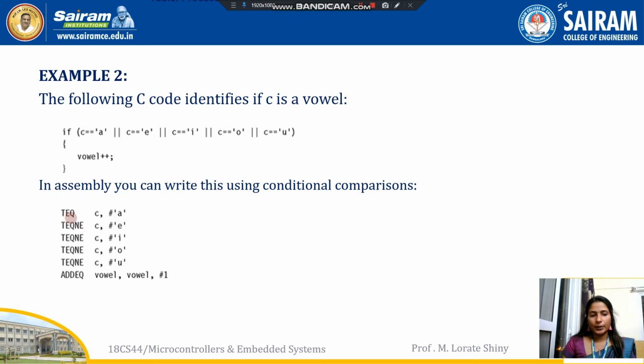First, TEQ. This is the instruction test for equality. Test for equality is done between C and A. So vowels are A, E, I, O, U. I am comparing whether my input data is A or not. Next, test for equality. Then again we have the condition not equal. If the first case is not equal, then only this instruction will be executed. If my data is not A, then I am checking whether it is E or not. So only here I am applying the condition.